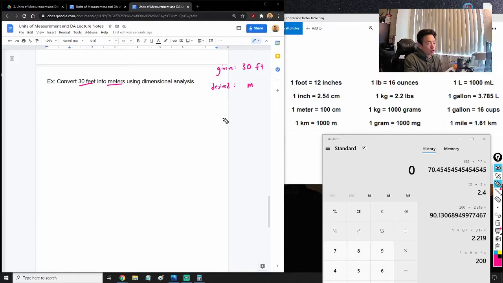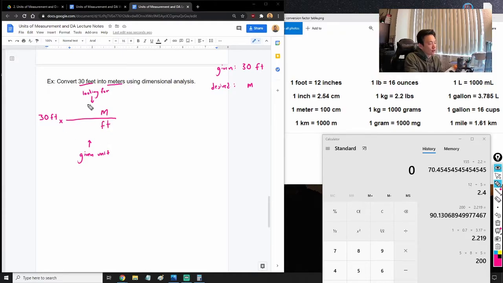Okay, so we're going to start off our equation. We're going to write 30 feet, and if you guys remember, we're going to set up a fraction, and on the top of the fraction we're going to put what we're looking for. We're looking for meters, so we're going to put meters on the top, and on the bottom we're going to put the given unit. The starting unit is feet, so we're going to write feet.